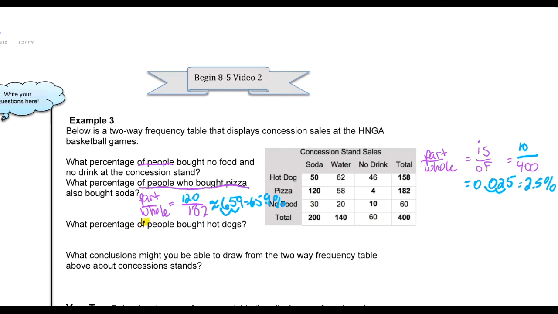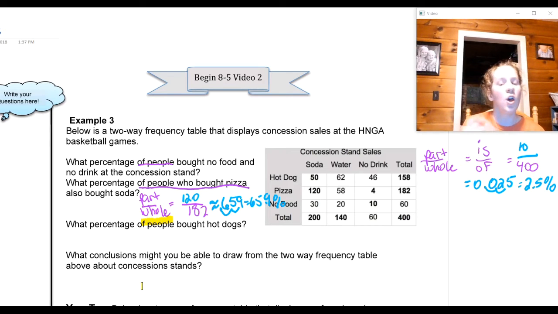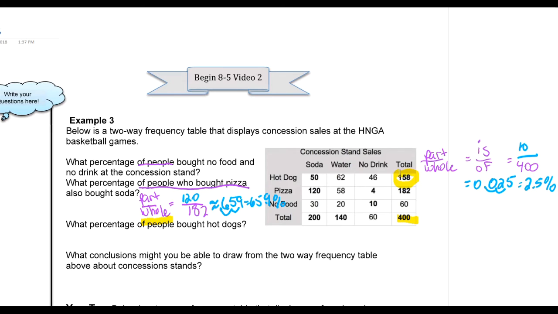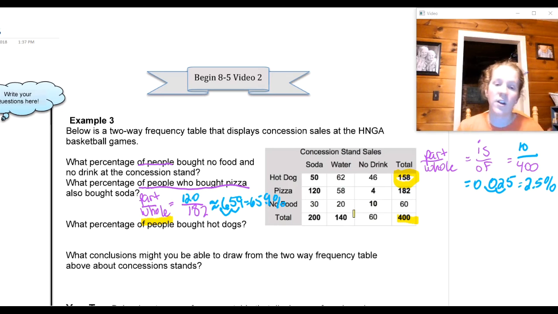Okay, so my next one is what percentage of people bought hot dogs? Again, we're back to just of people. It doesn't say of people who bought hot dogs did something else. There's no qualifier. Remember that conditional frequency we talked about in the last video. It just wants to know what percentage of people. So the total that I'm looking at this time is just 400. Well, that means I'm going to the total number of people who bought hot dogs, because it doesn't want to know hot dogs plus soda, or hot dogs and water. It just wants to know how many people bought hot dogs.